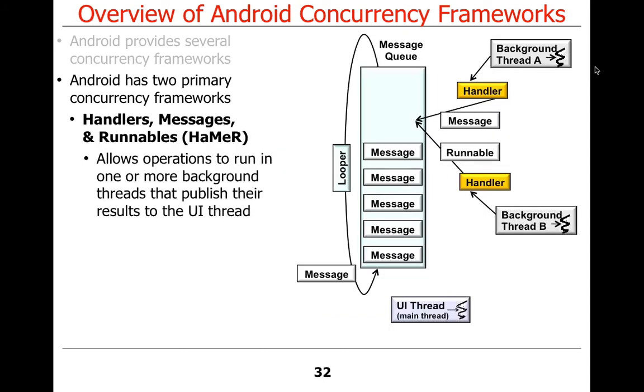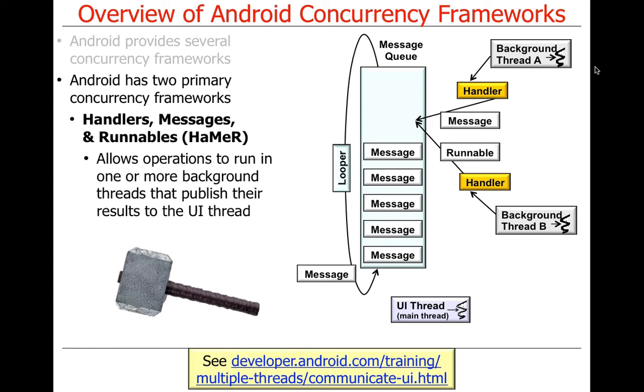The first one we're going to look at is handlers, messages, and runnables, which I like to call the HaMeR framework. This allows operations to run in one or more background threads. As these background threads finish up their job, they stick the results in a message that's processed subsequently by the user interface thread. Now, as we'll see, this framework is cool and fairly straightforward to use, but it requires you, the application developer, to understand certain things. You have to understand how to spawn threads, which shouldn't be any big deal at this point. You have to understand how to create runnables.